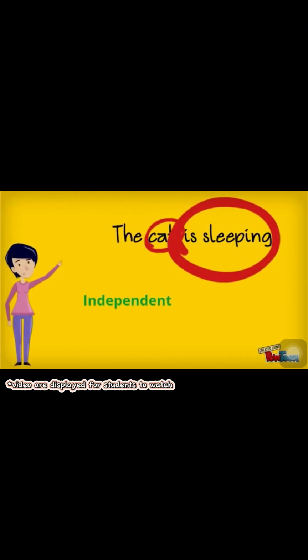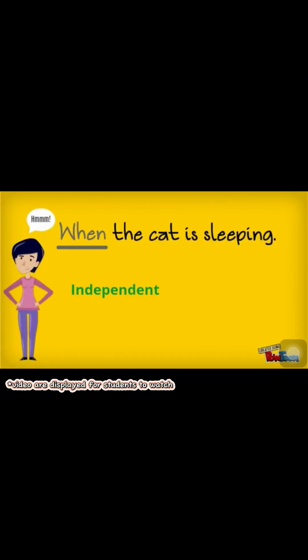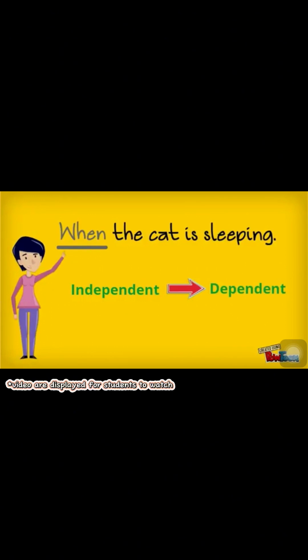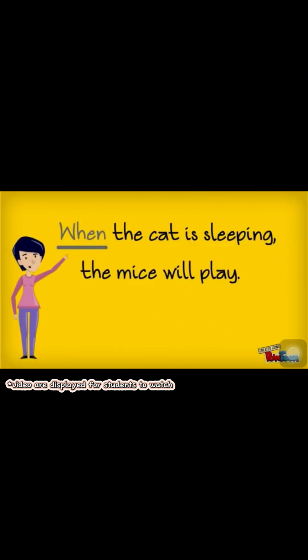Here's how it works. The cat is sleeping. This is an independent clause. It has a subject and verb team and makes sense by itself. If I add the word "when" at the beginning, does it still sound complete? No, it has become a dependent clause because it needs more information. I want to know what happens when the cat is sleeping. When the cat is sleeping, the mice will play. Now it makes sense.